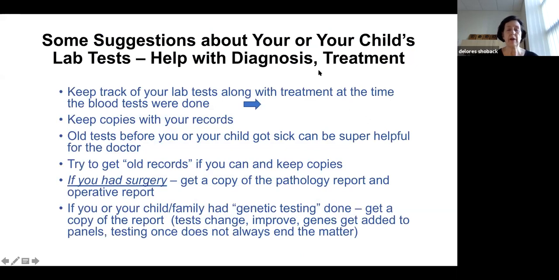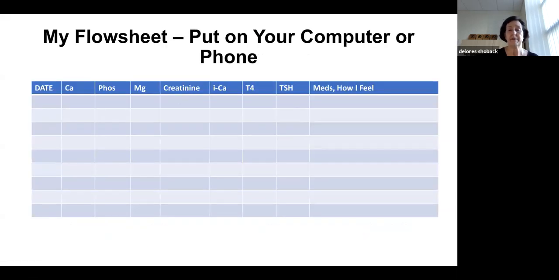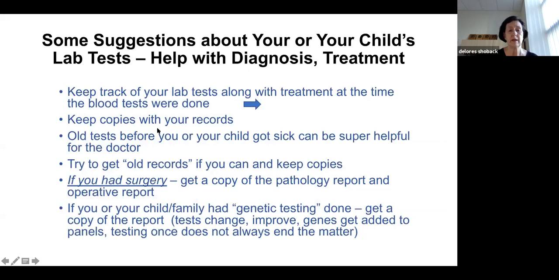So that's what we have to go on. So some suggestions about lab tests and how you as a patient or you as a parent or as a caregiver can help with the diagnosis and treatment of hypopara. These are just some pieces of advice that I would give you. Keep track of your lab tests yourself and keep track of the treatment that you're getting when the blood tests were done. And I've put a little chart in here that I think would be a good one. If you're not doing this already, put it on your computer or your iPad or your phone and just chart with the date, any of these measurements that are done, the meds that you're taking at the time and how you feel. I mean, that's so valuable when you come to your clinic visit.